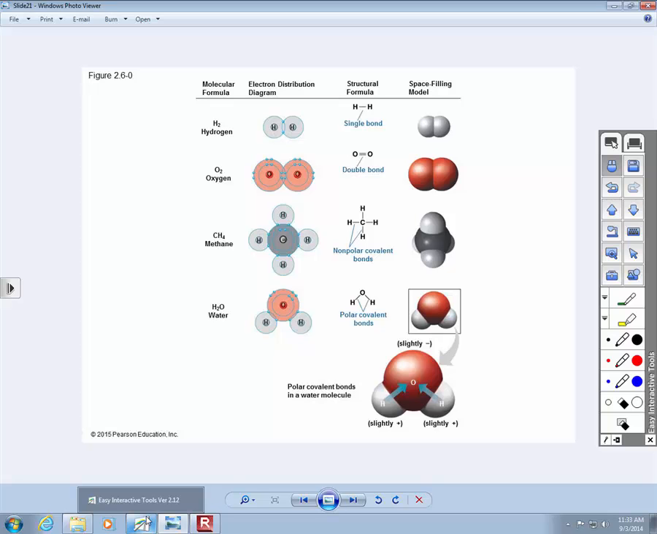Methane, we've already drawn that. And of course, we didn't draw the structural diagram, but that'd be easy enough. Carbon with a line to hydrogen, carbon with a line to hydrogen, carbon with a line to hydrogen, carbon with a line to hydrogen.